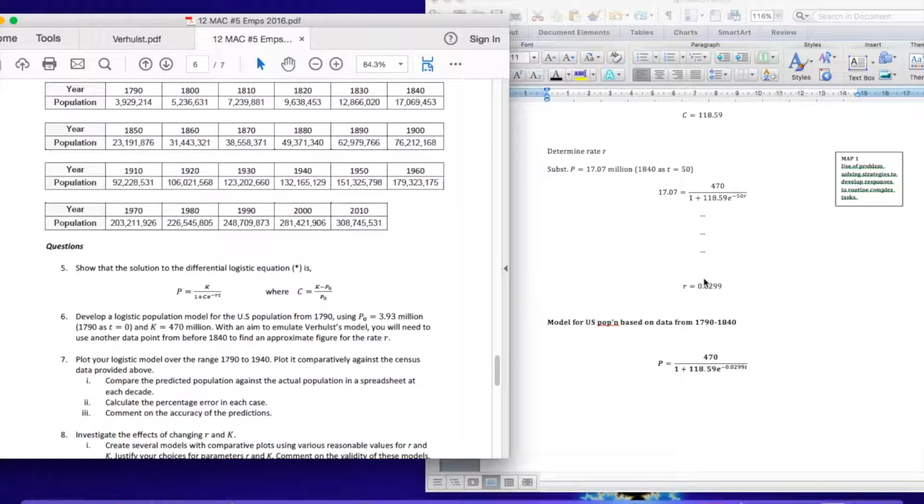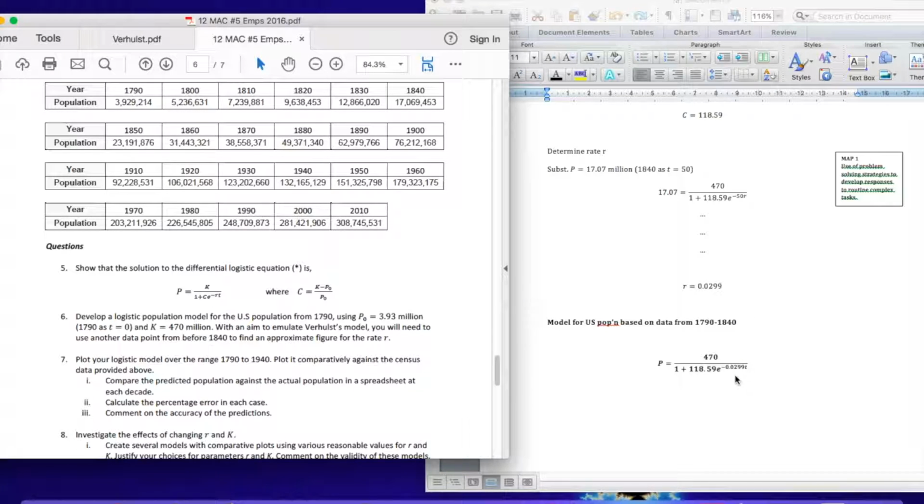And in the end, once we know R, then we write the model out with all those parameters substituted in. So the 470 for the K, the 118.59 for the C, and the negative 0.0299 for the R. Okay.